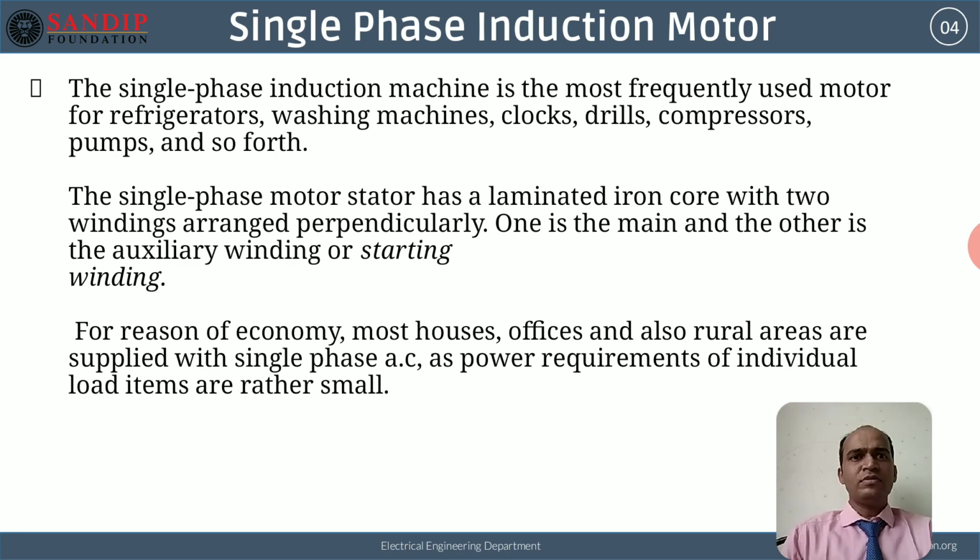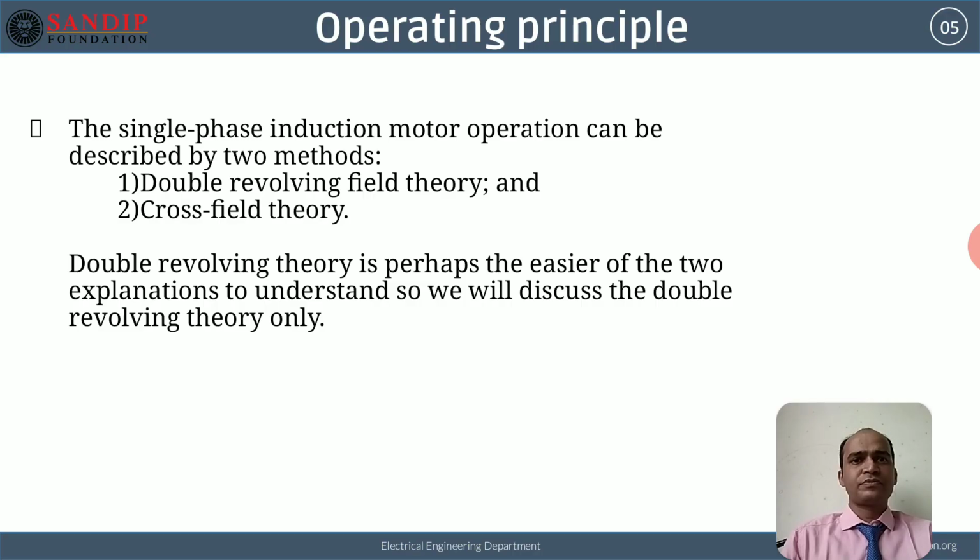The single phase motor stator has a laminated iron core with a two-winding arrangement, perpendicular to each other: one is the main winding and the other is the auxiliary winding or starting winding. For reasons of economy, most houses, offices and also rural areas are supplied with single phase AC, as the power requirement of individual load items is small.